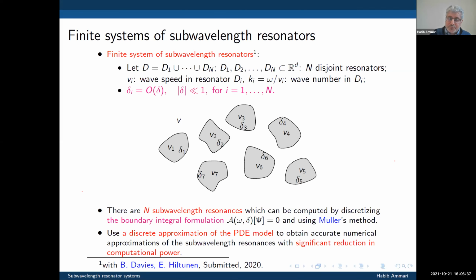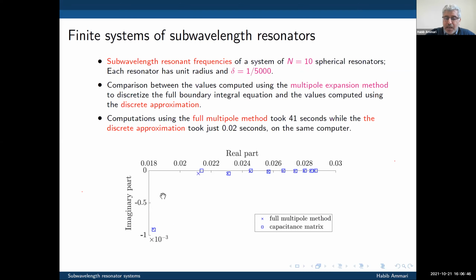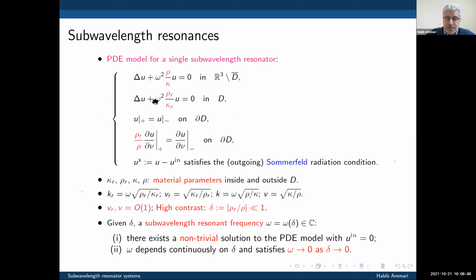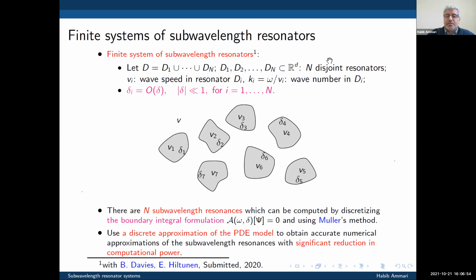So what can be proved? We can prove that this finite system of subwavelength resonators has n subwavelength resonant frequencies to the equations, where D is this union of n disjoint resonators. So this can be proved.